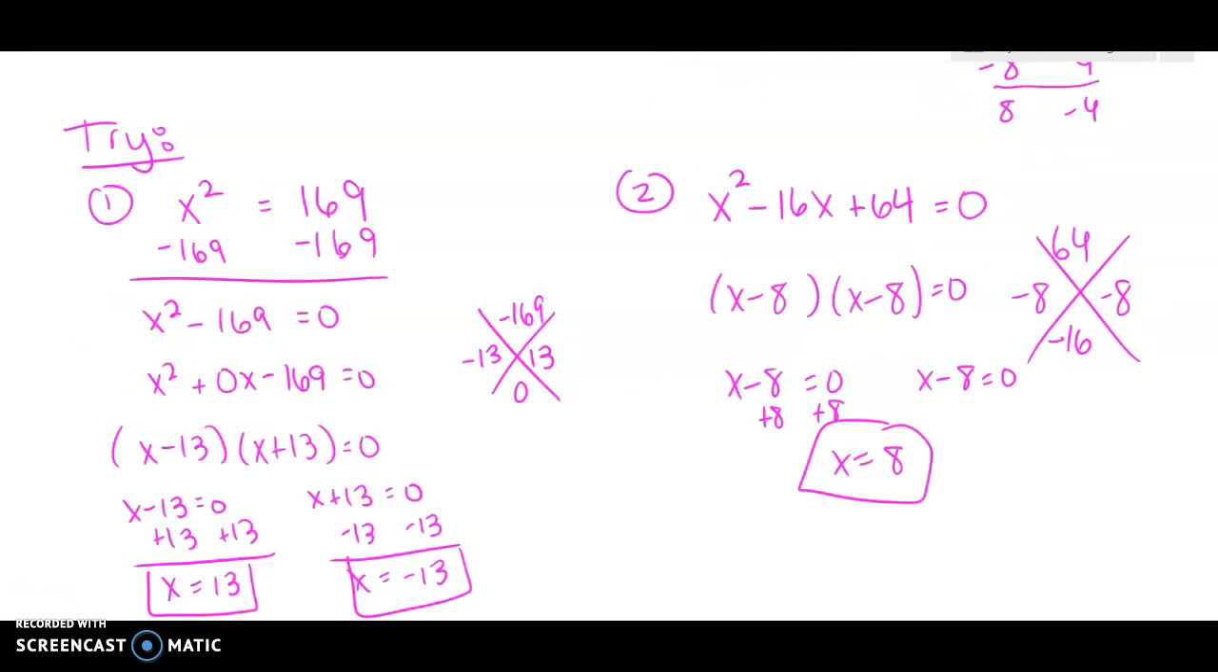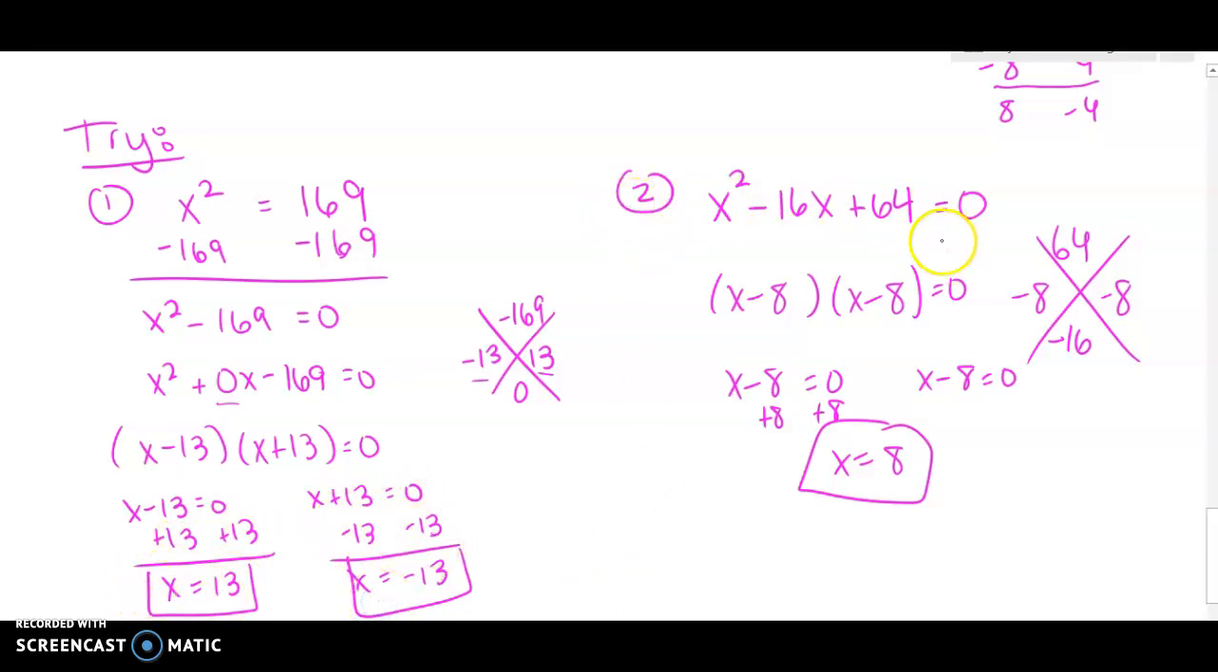Okay, so let's see how you did. With number 1, you're going to want to make it equal to 0, so I subtracted 169. Then you can rewrite it so that it has a 0x because it was missing an x. And then it's got to multiply to be negative 169 and add to be 0. Those two numbers are going to be negative 13 and 13. So x minus 13 times x plus 13 equals 0. Next step, set those things equal to 0 and solve. X minus 13 equals 0, and you get 13. X plus 13 equals 0, subtract 13, you get x equals negative 13.